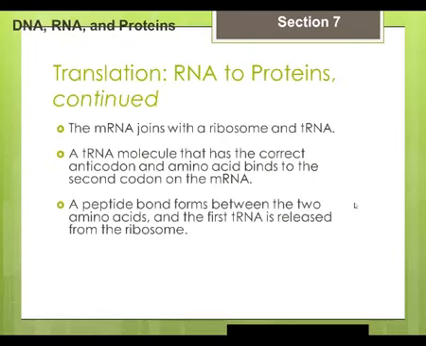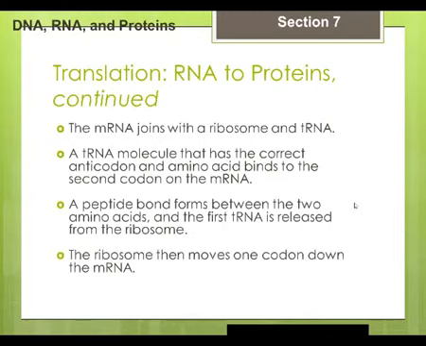So the mRNA joins with a ribosome and transfer RNA. A transfer RNA molecule that has the correct anticodon and amino acid binds to the second codon on the mRNA. And peptide bonds form between the 2 amino acids. Basically what happens is the 2 amino acids just bind together. And the first transfer RNA is released from the ribosome.